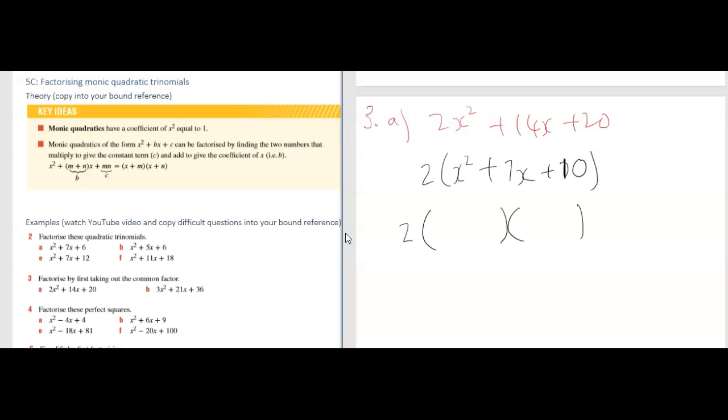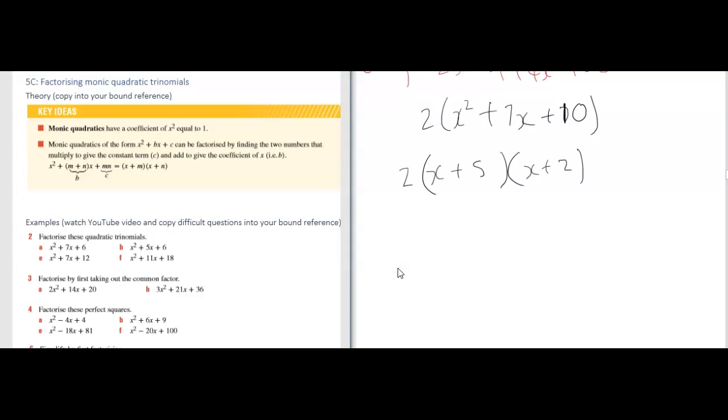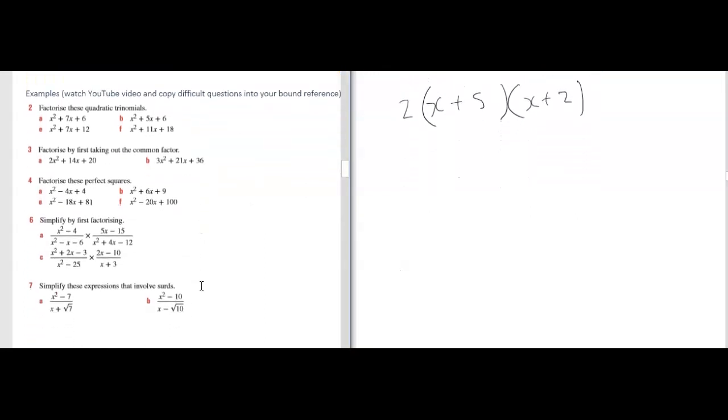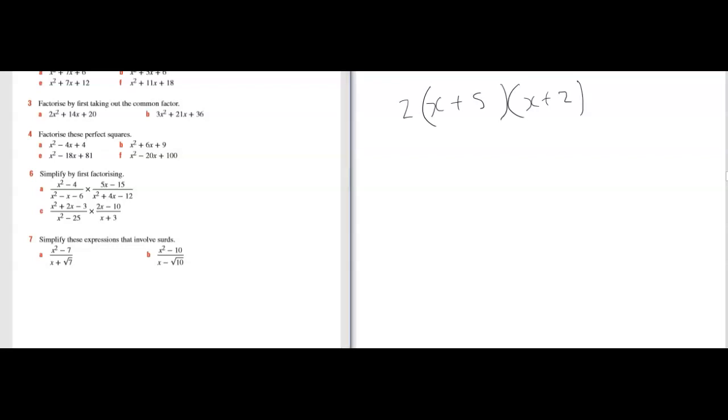All right, so 2 numbers that multiply to give you 10 and add to give you 7. Those 2 numbers are going to be 5 and 2. Okay, so remember, like I did before, you can write them all down, but sometimes it's easier just to do it in your head. Okay, moving on. Question B is quite similar, so I'm going to move on to question 4 now.